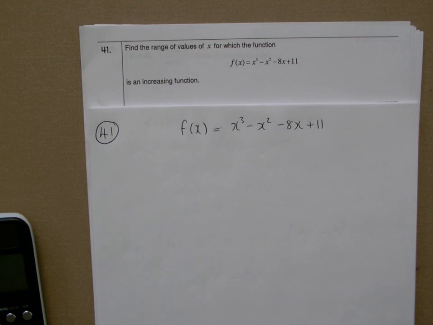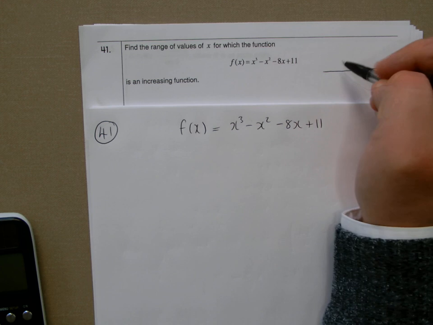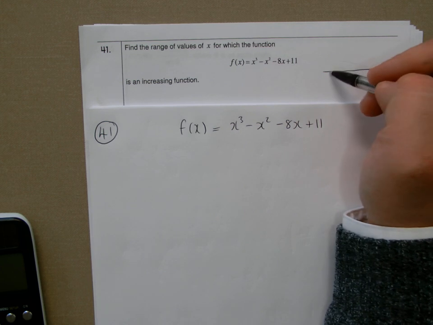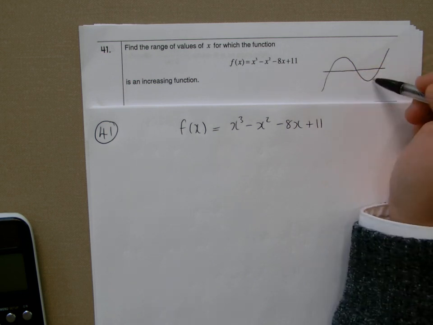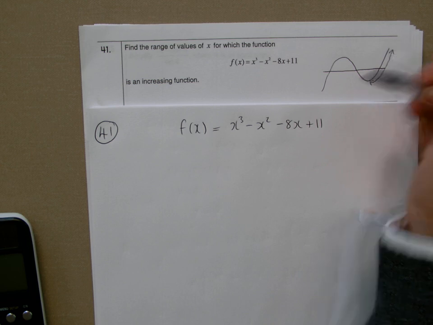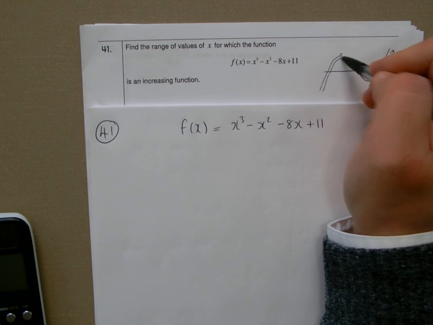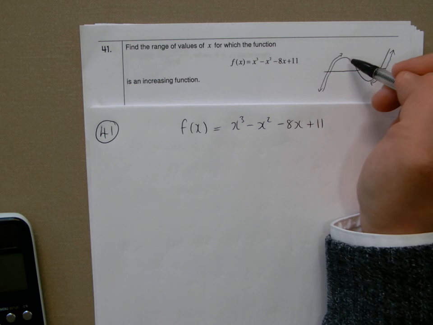Okay, find the range of values of x for which the function f(x) here is an increasing function. So when we're talking about an increasing function, we look at the curve of it. Suppose the curve looked like that, and we're interested in when the curve is on an increase. Essentially this section here is when it's increasing, and this section here is also increasing, isn't it? Now here it's decreasing, so we don't want those values because the function itself is decreasing.